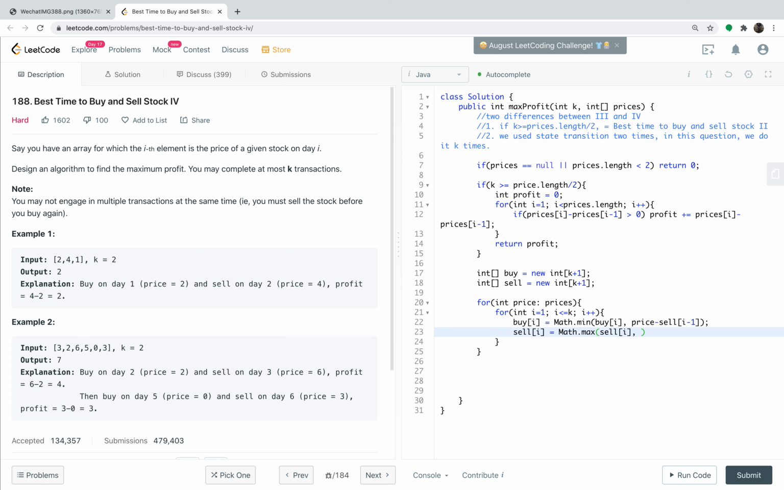And sell I is the maximum of sell I and price minus buy I. So finally we return sell k as the final solution.